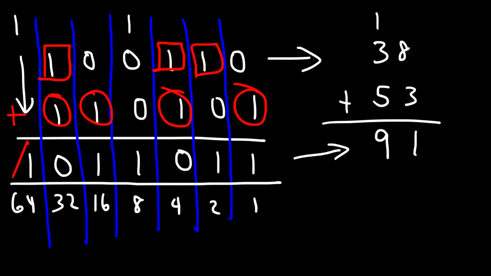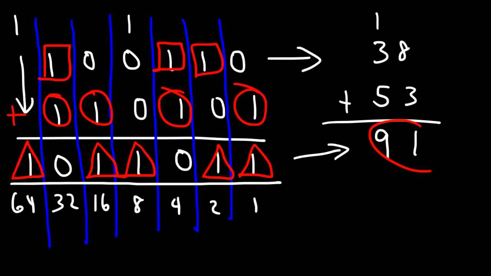So we have 64 plus 16, so that's 80, plus 8, that's 88, plus 2 is 90, plus 1, 91. So we can see that we do indeed get the right answer. And so now you know how to add binary numbers. As you can see, it's not very difficult as long as you follow the process.